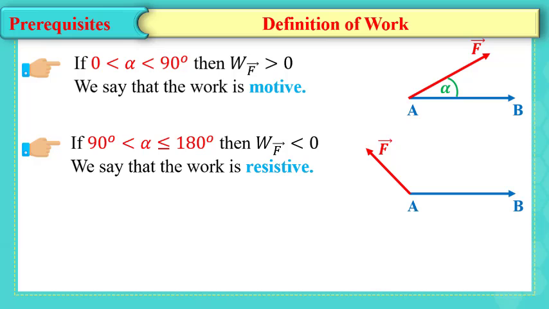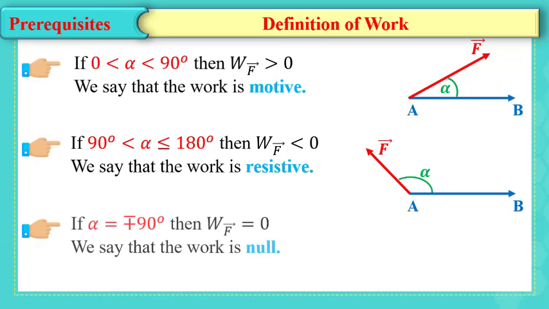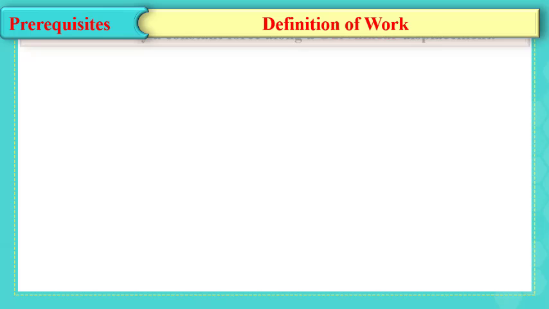If the motion from A to B is to the right and the force is trying to pull against this motion, then the angle will be obtuse. And the opposite, if AB is to the right and F is pulling in the same direction, like the first case, then it is acute. The final case, if alpha is 90, it means the force is perpendicular to the displacement, then the work is 0, and we say that it is null.